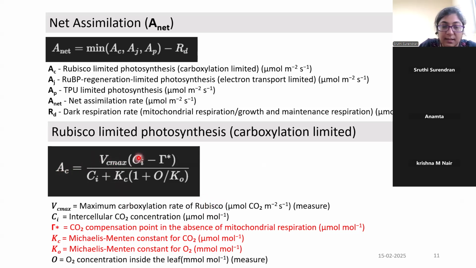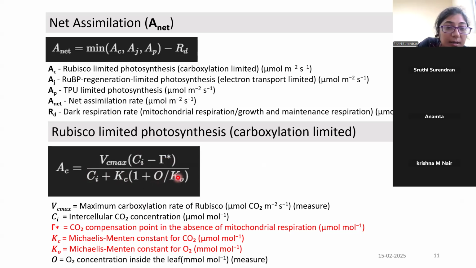CI, we know it is intercellular carbon dioxide concentration. Now there is this term called gamma star, which is called the carbon dioxide compensation point. I'll explain what that is. Kc value is something called the Michaelis-Menten constant for carbon dioxide. Here we have O. O is the oxygen concentration inside the leaf, and Ko is the Michaelis-Menten constant for oxygen.